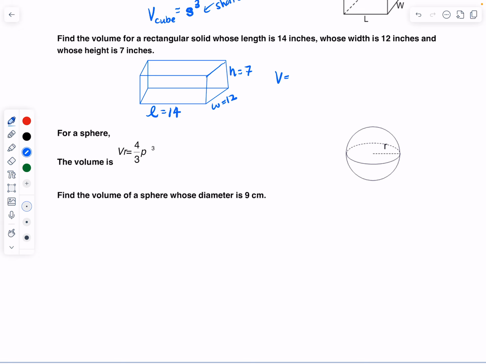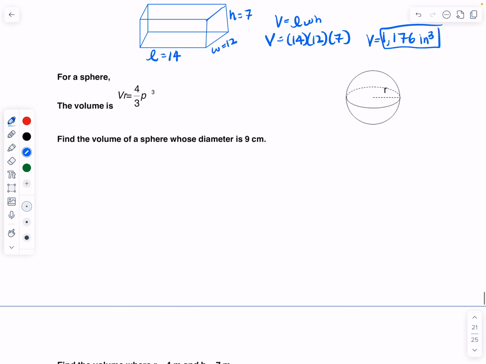So volume equals length times width times height. So length is 14, width is 12, and the height is 7. All right, so when I multiply that all together, I get 1,176 inches cubed.